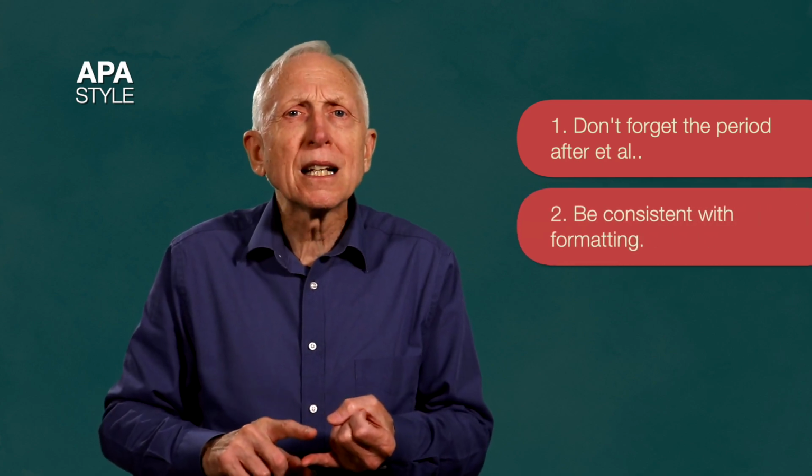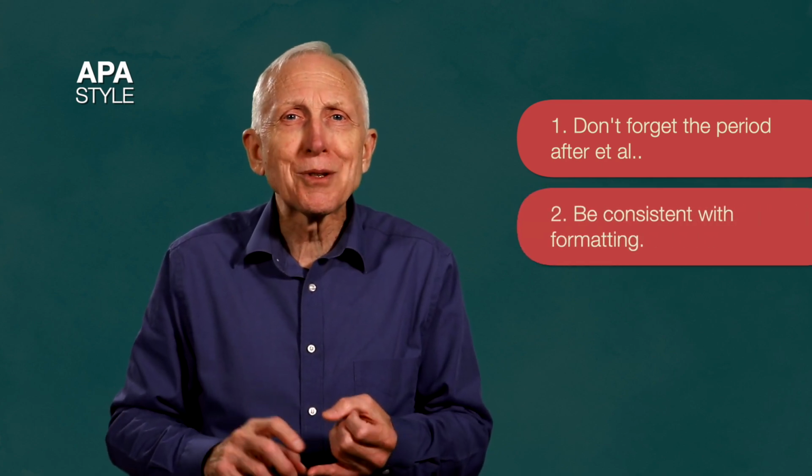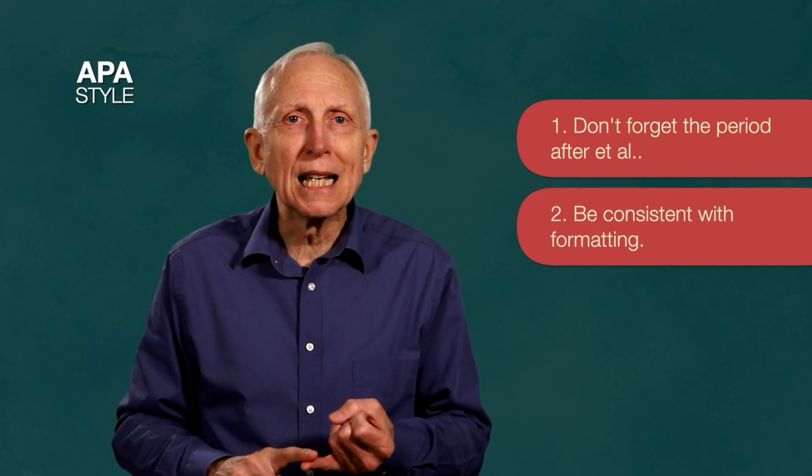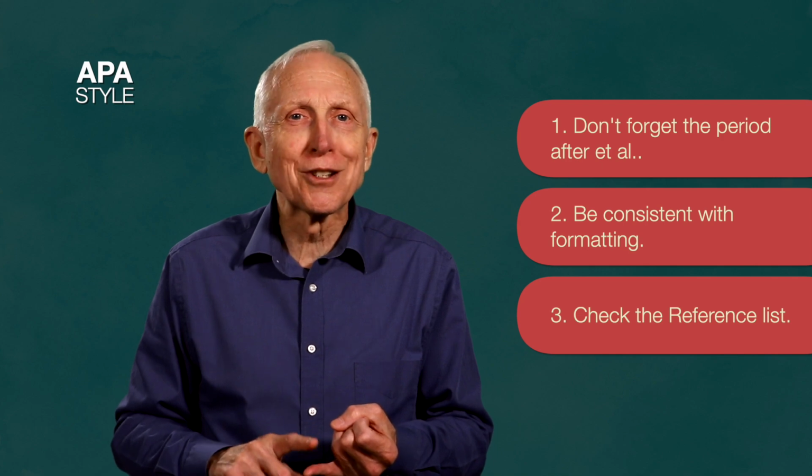Now, there are three common mistakes you want to avoid when doing citations. The first one is, don't forget the period after et al. Now, et al. is simply an abbreviation, so it needs a period. The second one is, be consistent. Format names the same way throughout your paper. And number three is, double check your reference list.